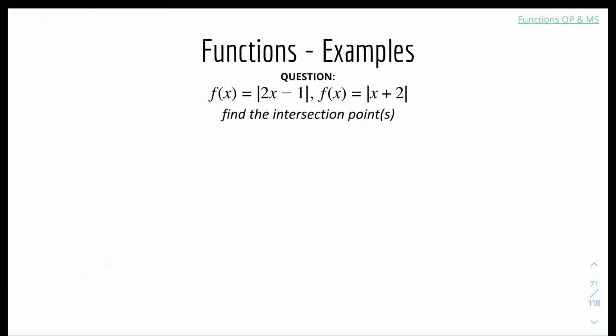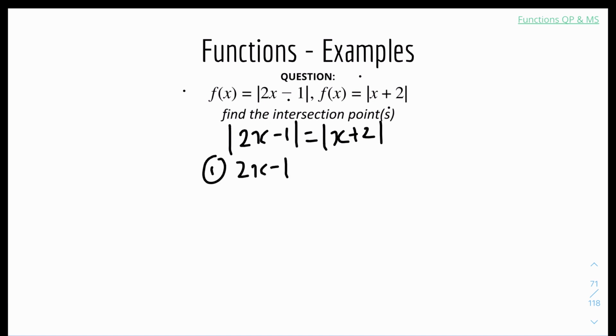And then lastly, we have to find the intersection point or points of these two functions. So when we have two modulus graphs, just don't panic, it will be the same way. So it will be 2x minus 1, you equate both equations. You will have two scenarios as well. Number one, it will be 2x minus 1 equals x plus 2. Or number two, you multiply either one side by a negative, and I'll just do the right side by a negative. So it'll be minus x minus 2, like so.